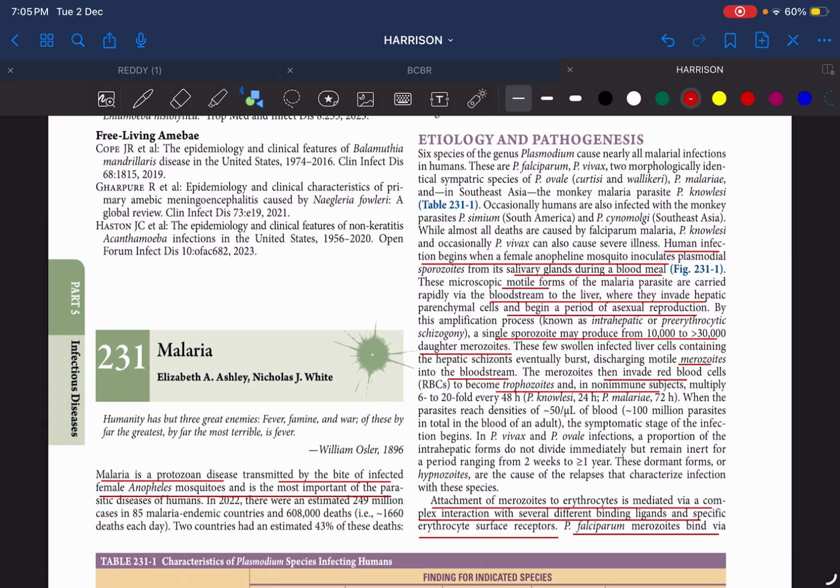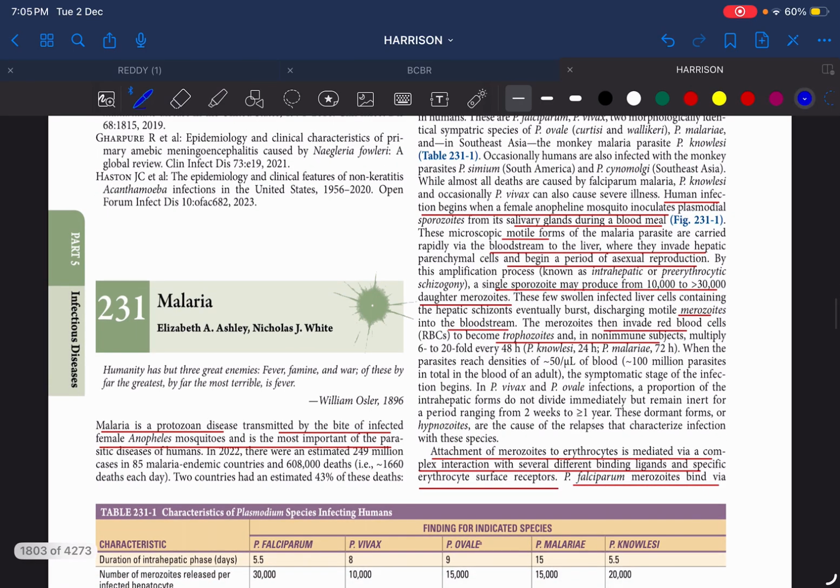William Osler once said that humanity has three great enemies. One is fever, one is famine, and one is war. Out of that, the most terrible is fever. Why? Because he targeted the one disease, that is malaria, which is a disease of the tropical countries in this world. As you all know, malaria is a protozoan disease that is transmitted by the bite of infected female Anopheles mosquito, and it is one of the most important of the parasitic diseases in humans.